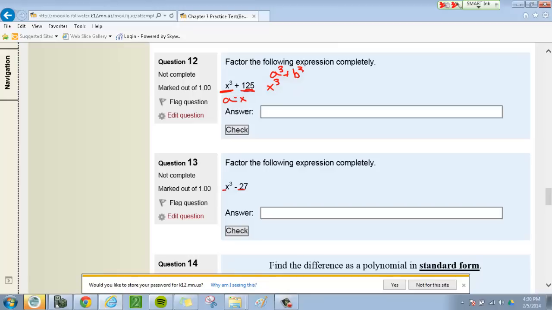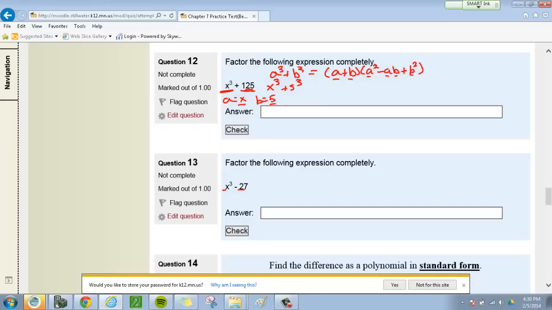And 125 is actually 5 to the 3rd power, so our b is equal to 5. Now that we know these two things, we just got to plug it into that one equation. And here's what the equation is. It's a plus b times a squared minus ab plus b squared. That's for when it's addition. Okay? So we're just going to take this x and plug it in for every a, and this b, or 5, plug it in for every b right there.